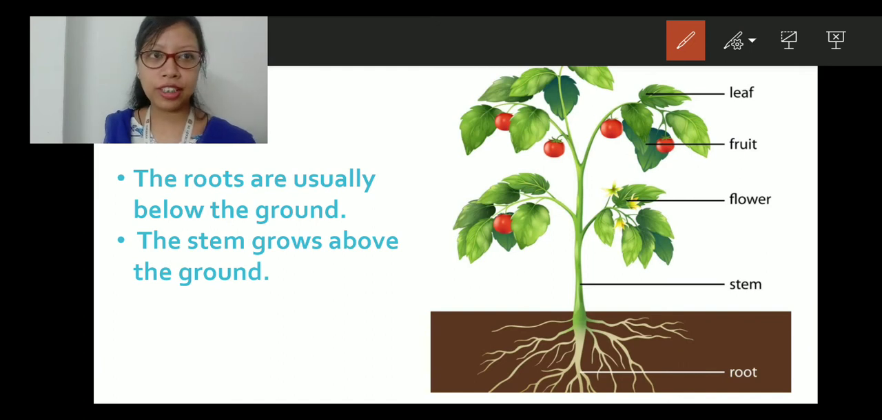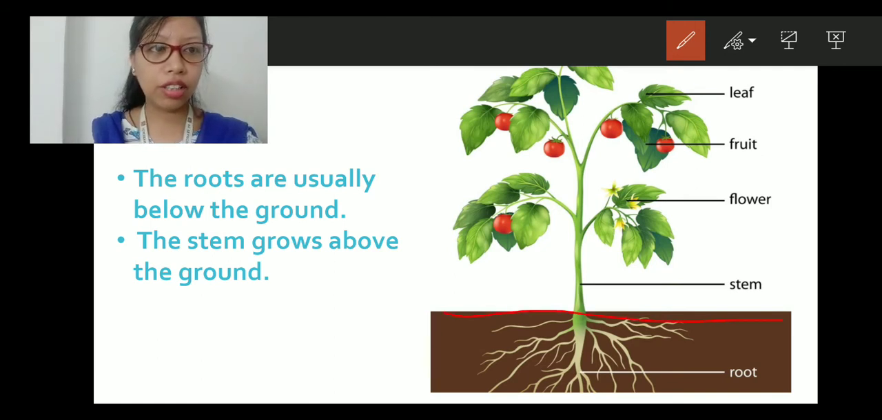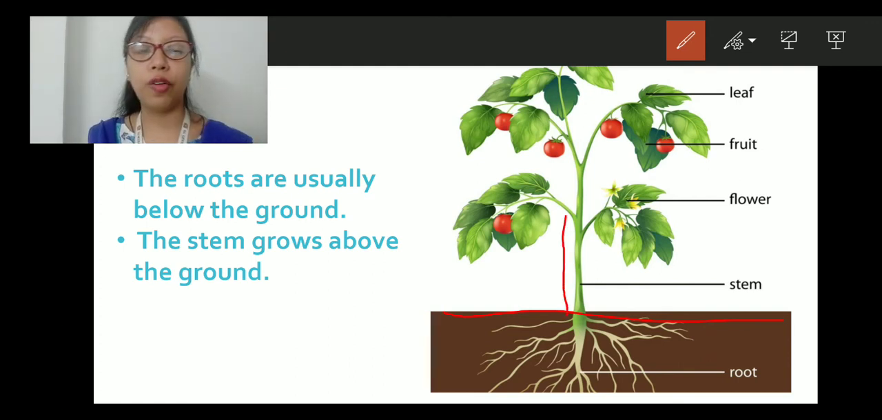Now, before moving towards the next slide, the roots are usually below the ground and the stems grow above the ground. As you can see here on the screen, this brown color is the soil. The roots, as you can see here, are below the ground. You cannot see the roots, because roots are always below the ground. They are inside the soil. And the stem grows above the ground. Therefore, we will be seeing the stem but not the roots.